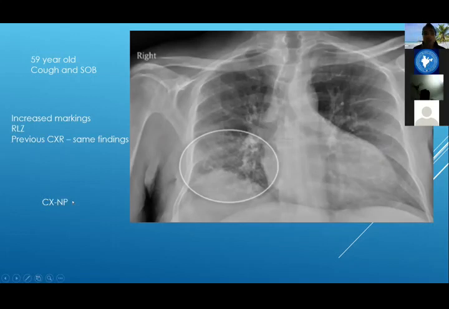So if either the lungs are clear, or if the patient has some findings which were seen in the previous X-ray, we should report it as no pneumonia, because the patient has no new findings.